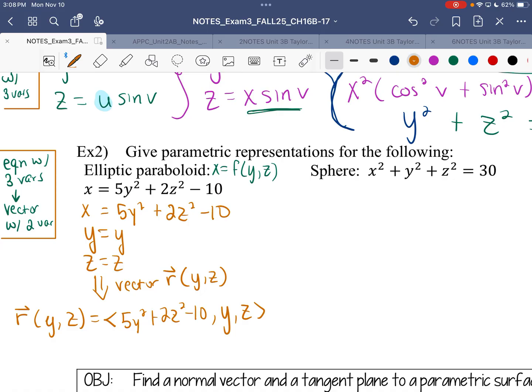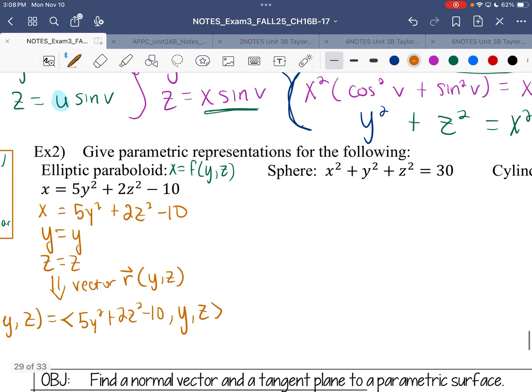All right, on the sphere, a little more complicated. It's not as easy with spheres to just solve for one of the variables. It's a better idea to get it in terms of spherical coordinates. So rho, theta, phi. What would rho be equal to? Yes, rho is square root of 30. That's constant in a sphere. A sphere is just a ball having a radius of square root of 30.